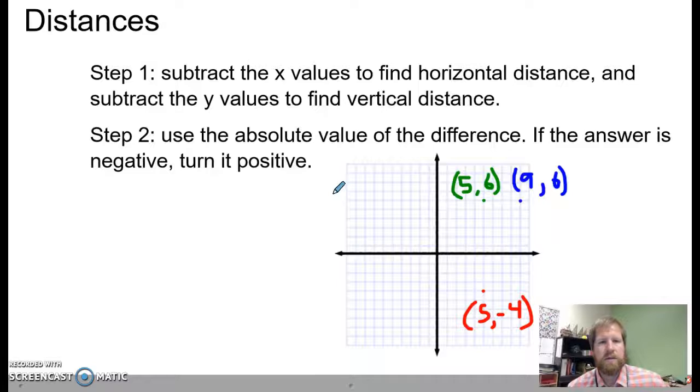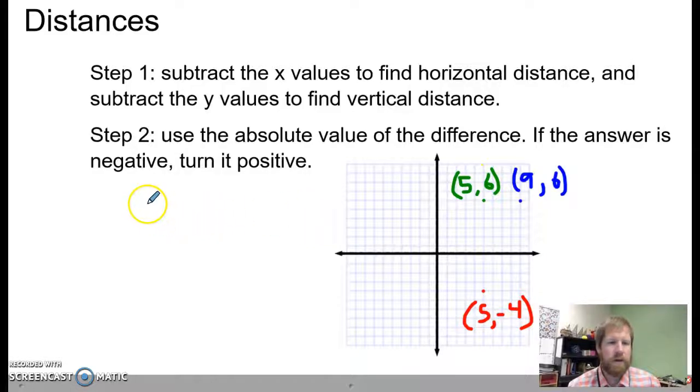Okay, so this method only works for points that share one coordinate value. So you can see these two, this point at 5, 6 and this point at 9, 6, they share the same y value, which means they're the same height, they're the same vertical distance from the x-axis. So we can find the horizontal distance by subtracting their two x values.